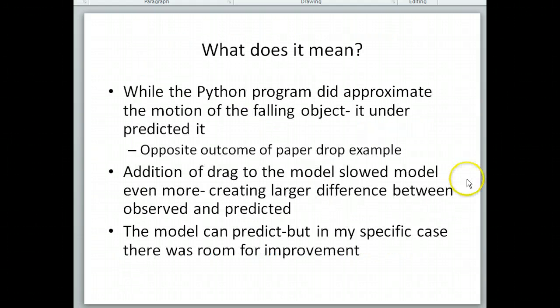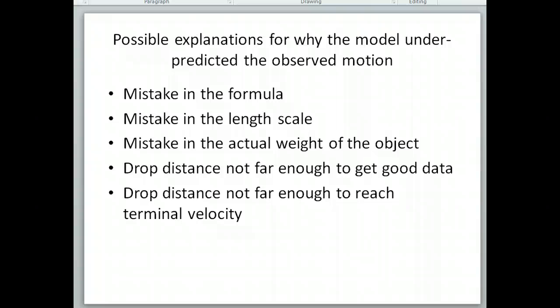What does it mean? While the program did approximate the motion of the falling object, it underpredicted it, opposite of the outcome of our paper drop example. Addition of drag to the model slowed the model even more, creating a larger difference between observed and predicted motion. The model can predict, but in my specific case, there is much room for improvement.